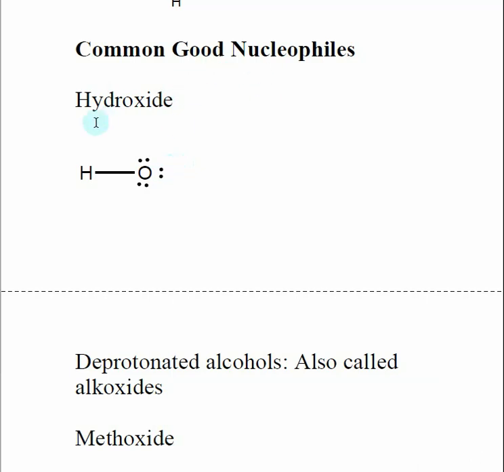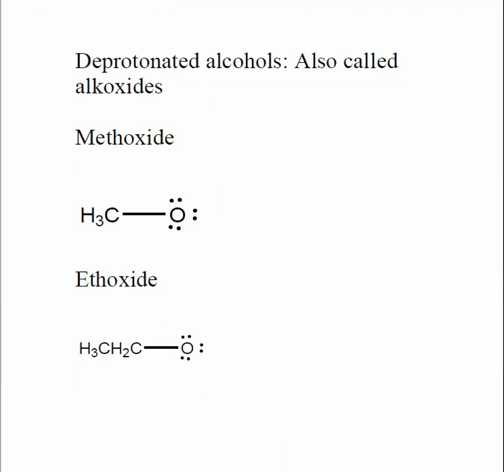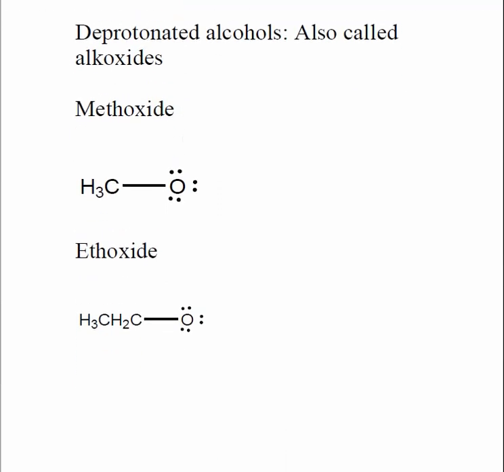So common good nucleophiles, the first one's hydroxide. We've already run into this in 115. It's really deprotonated water, and it's HO, and forgive me, there should be a negative charge here, so it's a good nucleophile. Lone pair electrons and a negative charge. Another one is called an alkoxide. We haven't talked about this, but we're going to be talking about this a lot.